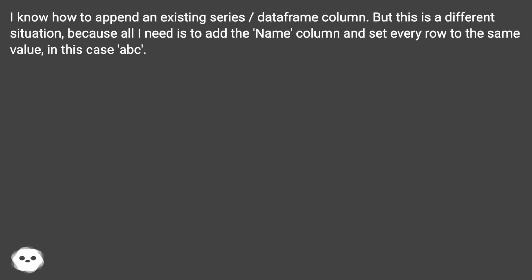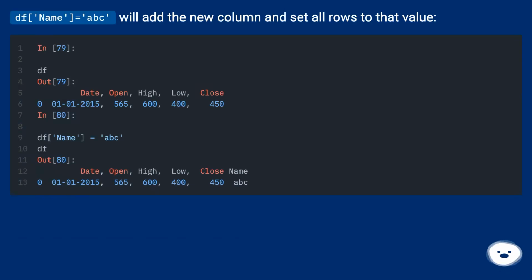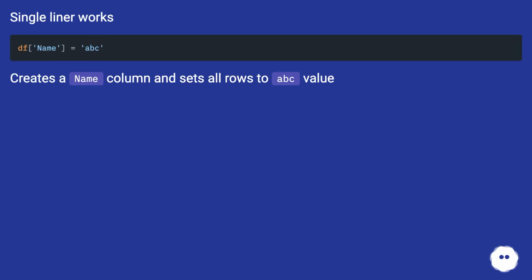I know how to append an existing series/Dataframe column. But this is a different situation, because all I need is to add the name column and set every row to the same value, in this case, ABC. df['name'] = 'ABC' will add the new column and set all rows to that value. Single liner works. Creates a name column and sets all rows to ABC value.